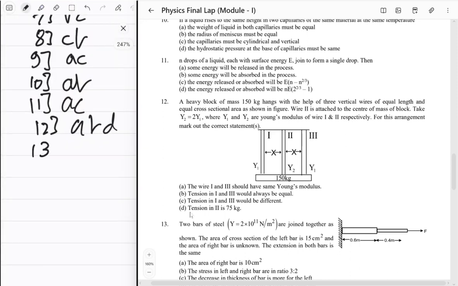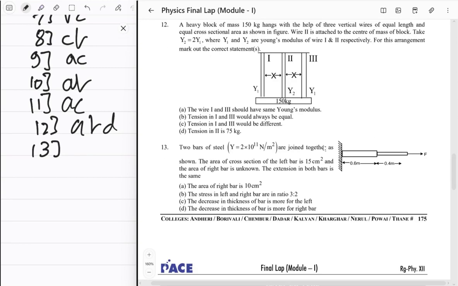13th. Two bars of steel are joined together as shown. The area of cross section of the left bar is 15 cm² and the area of the right bar is unknown. So the left bar's area is given, the right bar's is unknown. The acceleration in both parts is the same. Okay, Young's modulus of both bars is steel. Cool, and these are joined together.